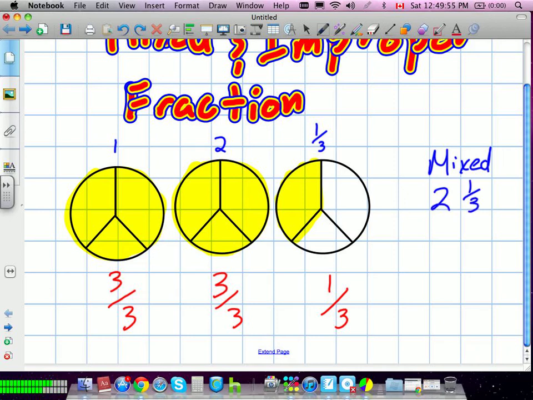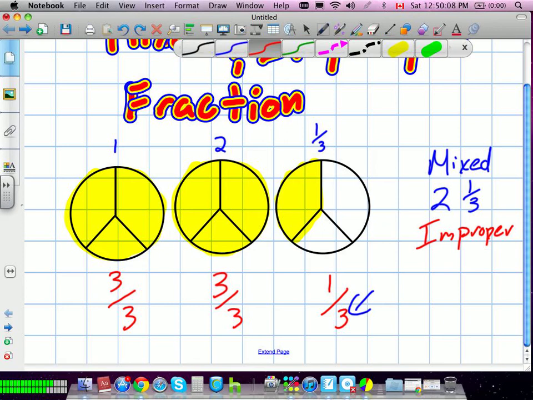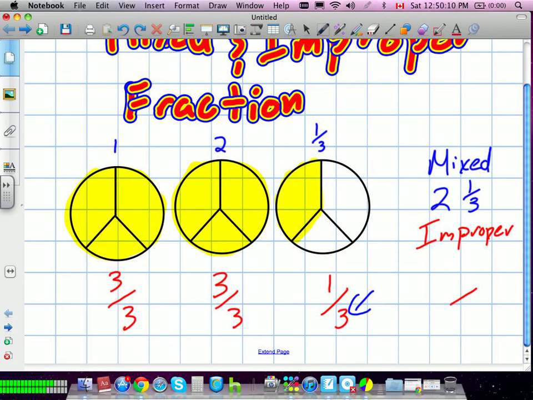Now, improper. There is no mixed number. So our improper fraction has the same denominator as each of our fractions. So it's going to be out of what? Out of 3. Now we have to count all of the thirds together. Let's count them. Ready? 1, 2, 3, 4, 5, 6, 7. It would be 7 over 3. That's right. So 7 over 3.